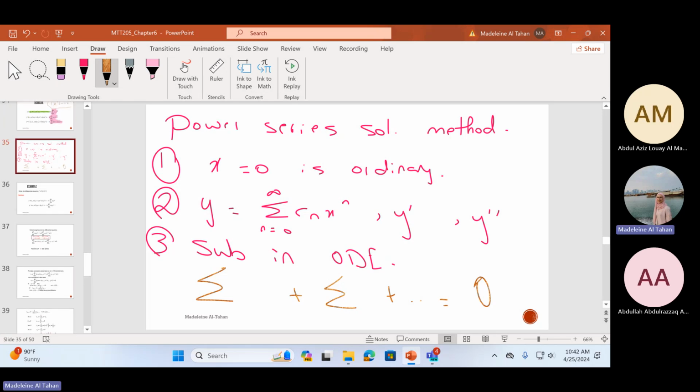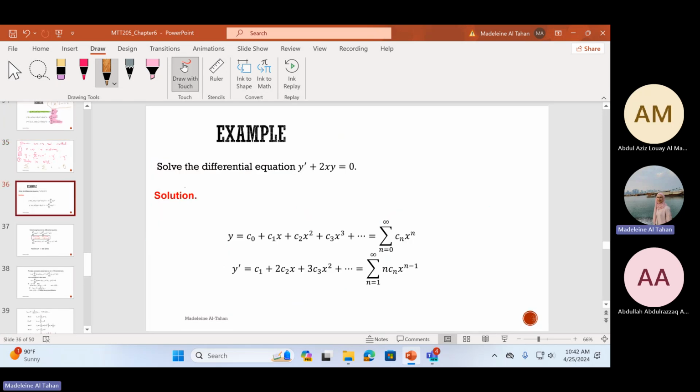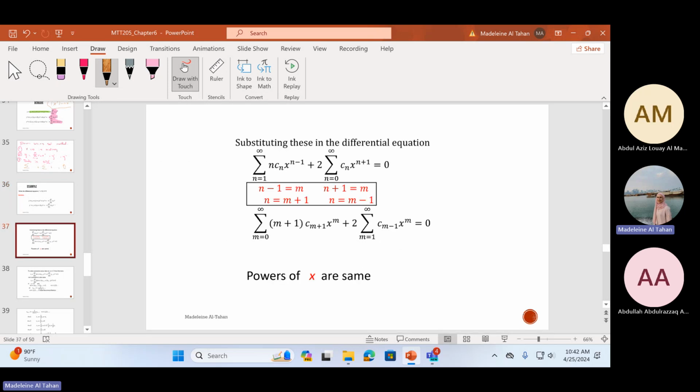Okay, we will not solve this one. I will just go through this test, what we will do. Look at this one. Do we have problems at x equals 0? So it's what? An ordinary point. What's the first step? Write y as sigma cn x to the n and y prime as this one. Do we have y double prime? No. Okay. What should we do now? Substitute. We substituted this. Now we need to add these two series.